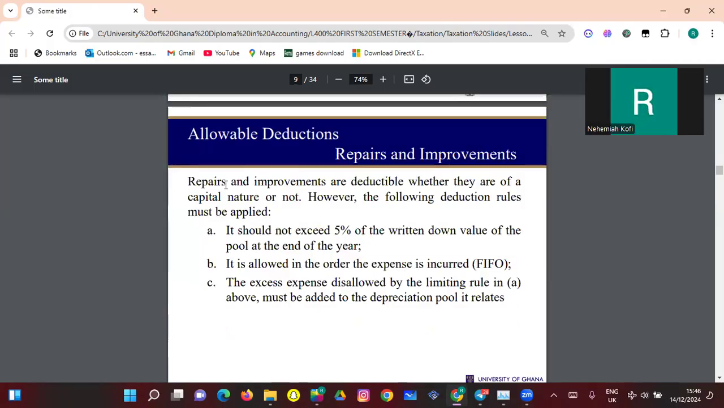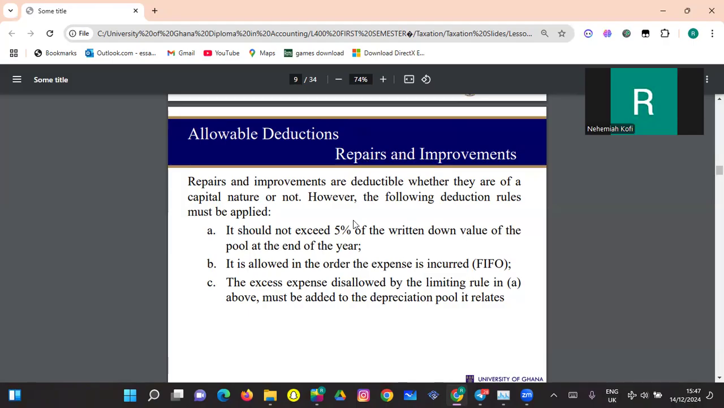On the tax act, all repairs and improvements are deductible, whether they are of capital nature or not. However, the following rules must be applied. What they are saying here, the first rule, is that it should not exceed 5% of the written down value of the pool at the end of the year, right? So if the written down value of that particular asset is, let's say, 50,000, your repairs and improvements should not exceed 5% of that written down value.